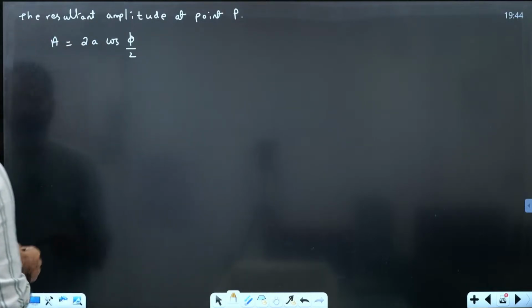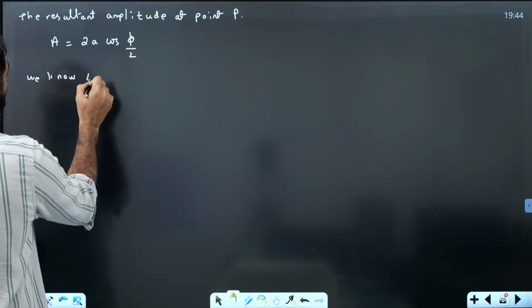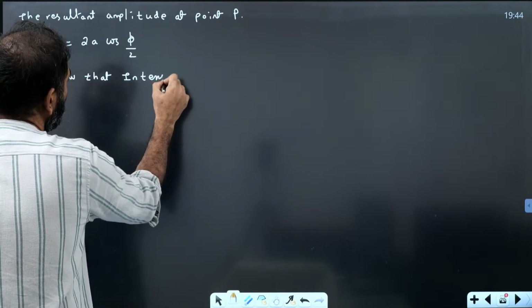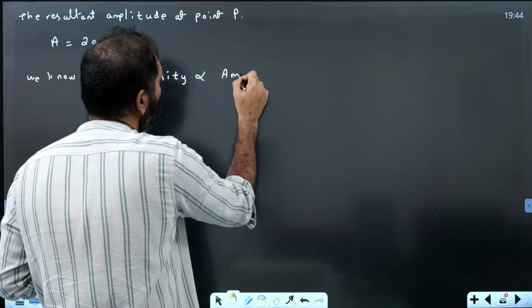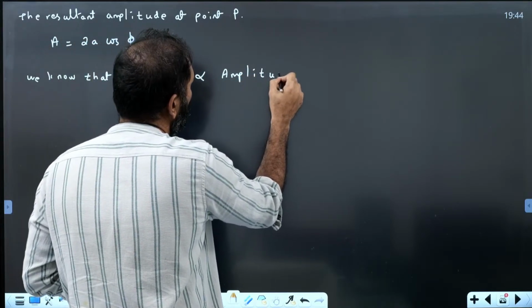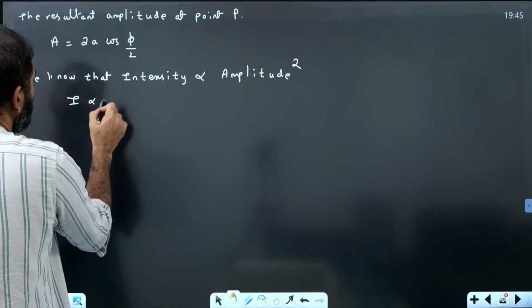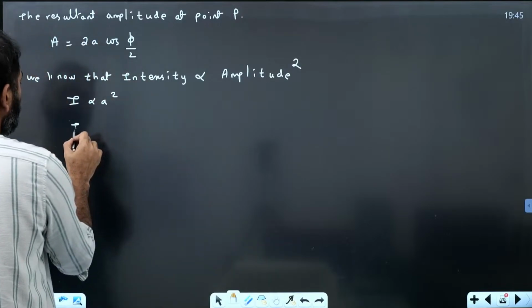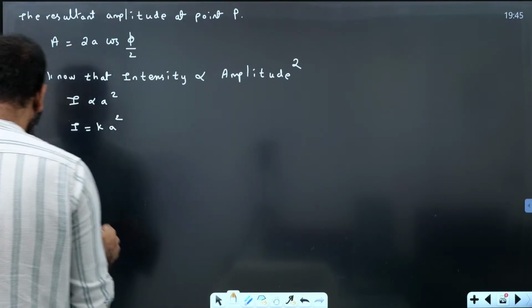2A cos phi by 2. We know that intensity is proportional to amplitude square. I directly proportional to A square. I is equal to K A square. So what will be the intensity here?